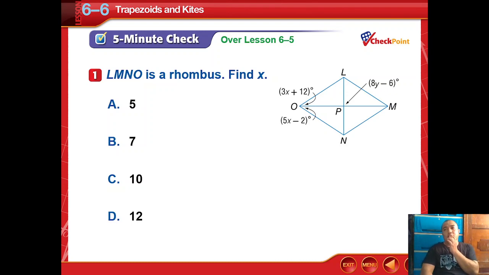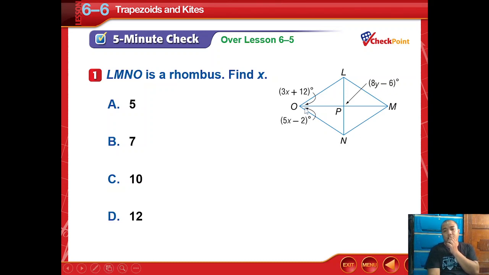All the sides are equal, opposite angles are equal, consecutive angles are supplementary, diagonals bisect each other, and diagonals are perpendicular to each other. So in this case, what is x?